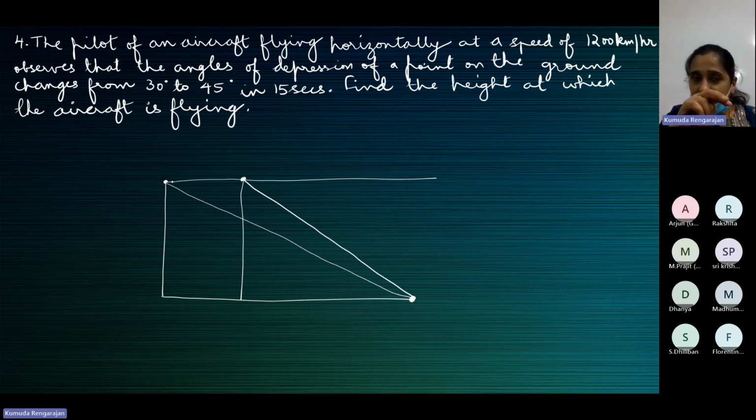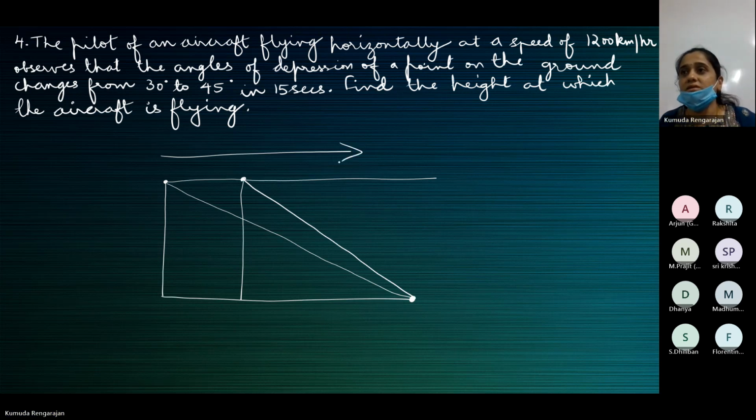So the pilot or the aircraft is flying towards the point. That's why the depression increases. The angle of depression will increase when the flight is going towards the point. It's going towards the point. The point is here. See, the aircraft is flying like this. As it comes closer, the elevation will keep increasing.